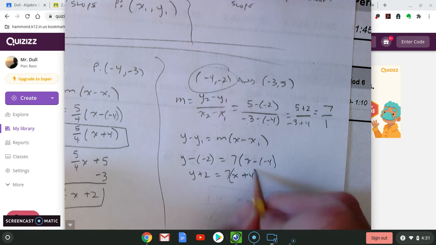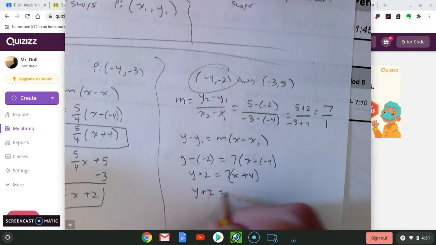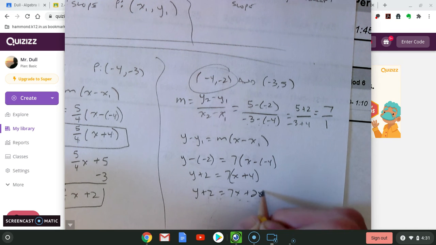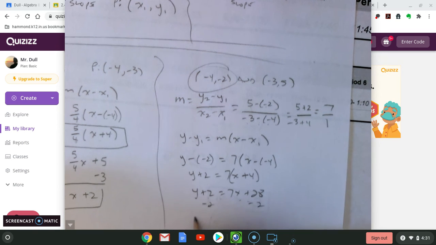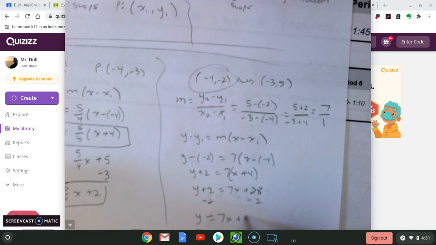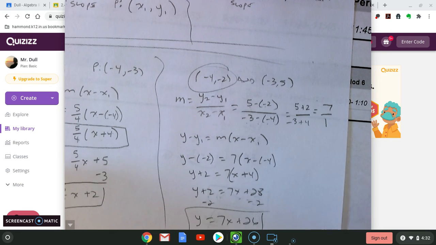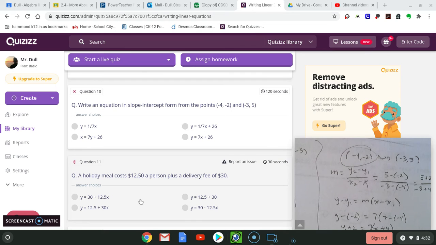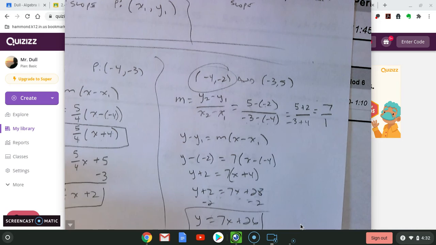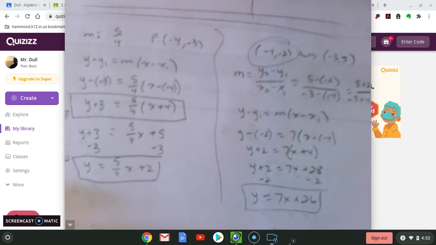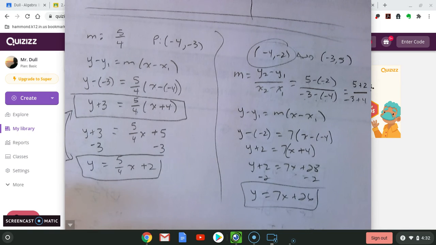I'm going to skip a step here. Y plus 2 equals 7x plus 28. So y equals 7x plus 26. And if we go back and check our possible answers, that was the one right there. All right. So this idea of using point slope form to write an equation, and then if you need to convert over to slope intercept form, is something that is right in the wheelhouse for you guys.